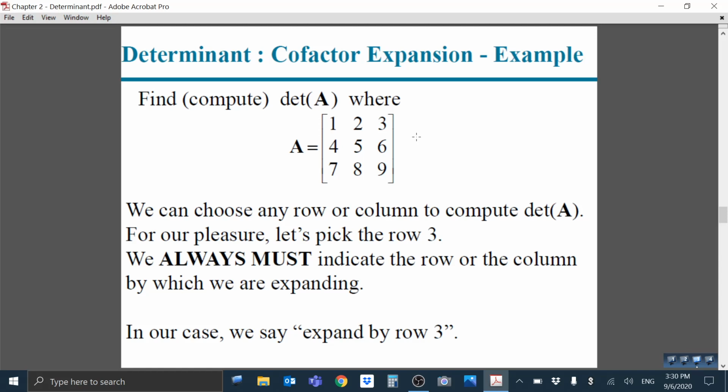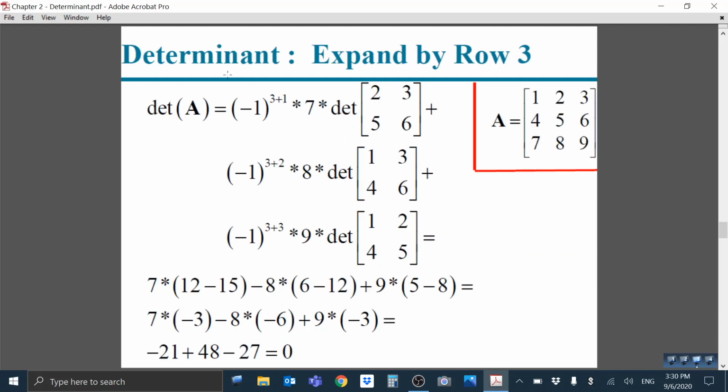I always need to indicate which row or which column I use to expand. It's mandatory. You don't do it, you pay for it. You need to indicate clearly which row or which column you use. It's very important. Otherwise, we don't know what you're doing. So here I indicate expand by row 3. Okay. So a computation of determinant by expansion by row 3. Here I put my matrix, so we see it, and let's go with the procedure.